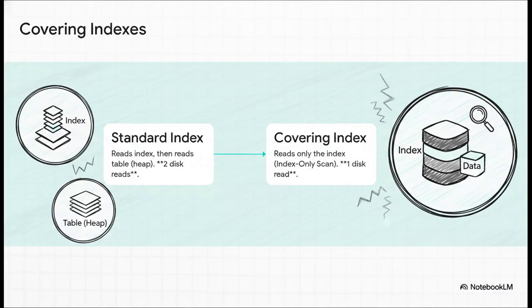Okay, so normally when Postgres uses an index, it's a two-step dance. It finds the entry in the index, and then it has to do a second read to jump over to the main table, what we call the heap, to actually grab the data you want. But with a covering index, you use this include clause to store that extra data right inside the index. This lets Postgres do an index-only scan, answering your entire query without ever touching the main table.